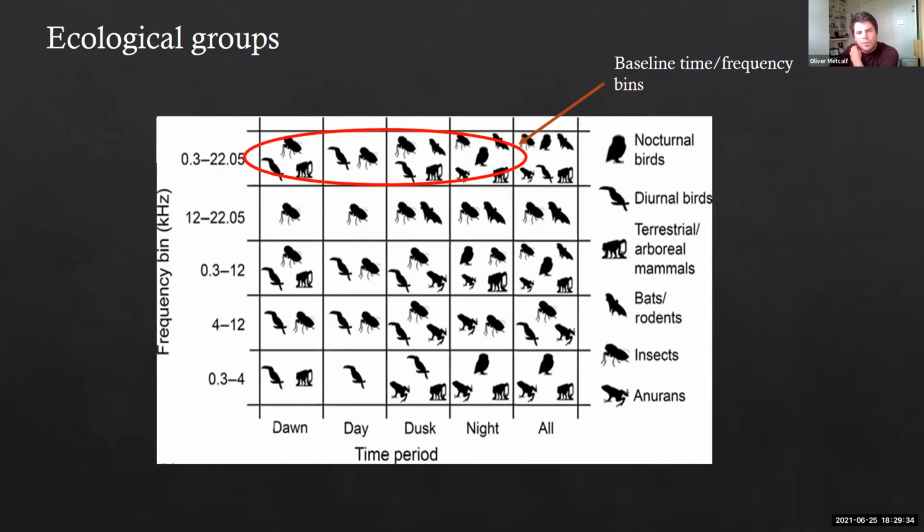So I think the top row here is a baseline of how people measure indices: 0.3 to 22.05 kilohertz. Often it would be capped at 12, but still broad frequency bins. And then I also measured them at 12 to 22.05, which is primarily for insects and bats, 0.3 to 12, 4 to 12, and 0.3 to 4. And we've used different temporal bins as well: dawn, day, dusk, and night. For our baseline frequencies, we didn't use all time periods, so this one on the far right didn't exist in our study. And our baseline period is when we've measured the entire frequency band from 0.3 to 22.05.